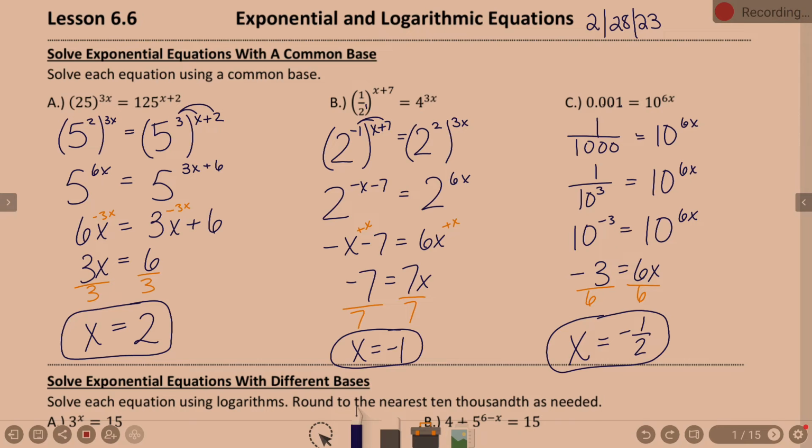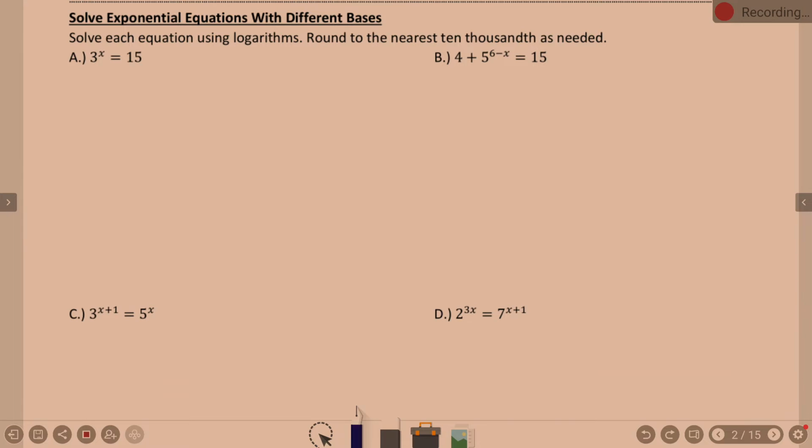Now, as you start to look at the next section, what do you notice? Yeah. 3 to the x equals 15. Can I make 3 and 15 the same with that gold paper? No. 3 is just 3 to the first. 15 is 3 times 15, or 15 to the first. But I can't rewrite them using that gold paper.